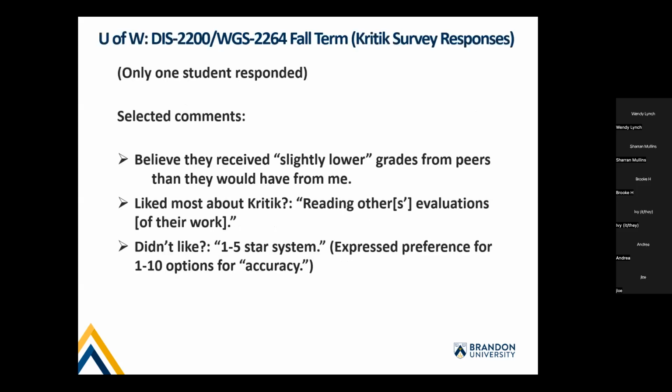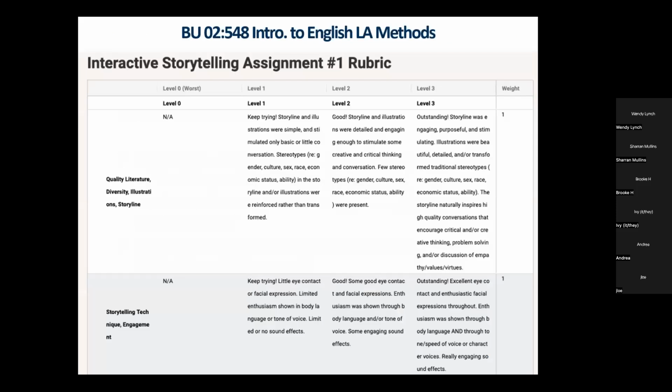So a survey was made available to students by Critic at the end of the term. Unfortunately, only one of my students completed this after the fall term. And their comments included that they believed they got slightly lower grades from their peers than they would have from me, and I don't necessarily agree with that, but that was their perception. They did appreciate reading the comments that others had made on their work, but they didn't like what they felt was the limitations of the star system and wanted more options, even though with the half stars, they actually have 8 levels altogether to use for each criterion for each paper. Now I'll turn things over to Martha to discuss her use of Critic.